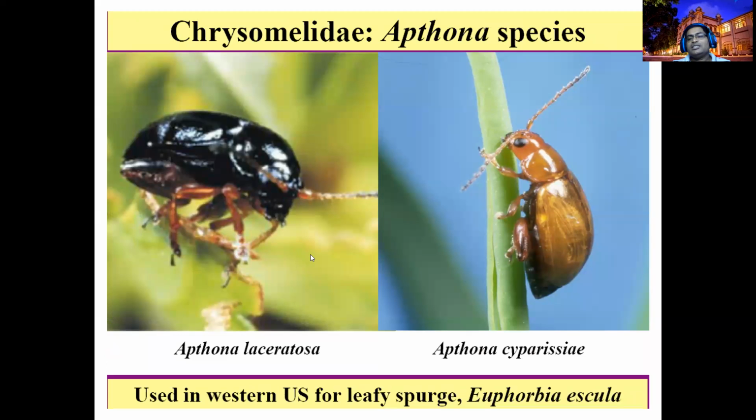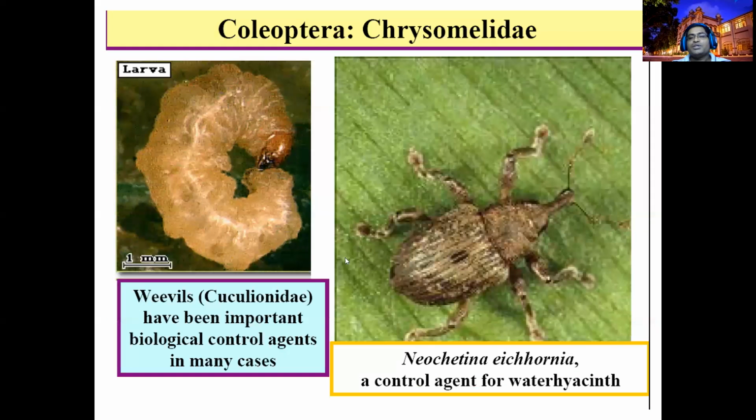Another one is there in the USA, to control the Euphorbia species, which is a very big problem. So they used another beetle we call Aphthona. Aphthona species, there are two different categories, they have also used. This is another one that is very successful even in Sri Lanka.